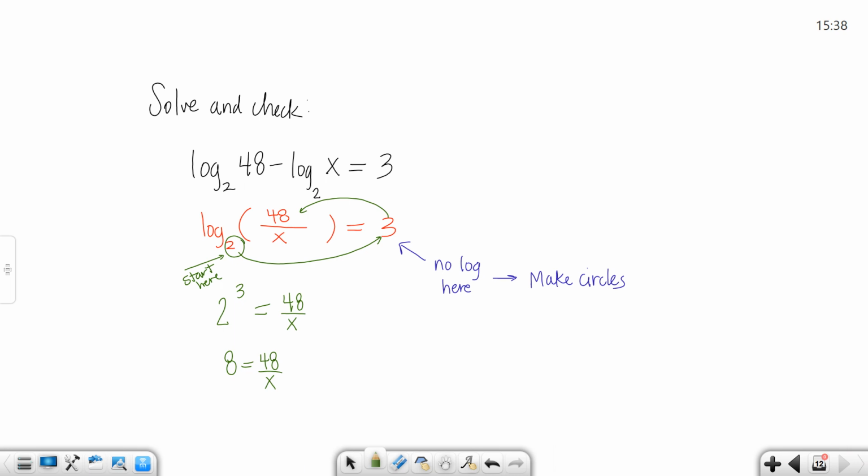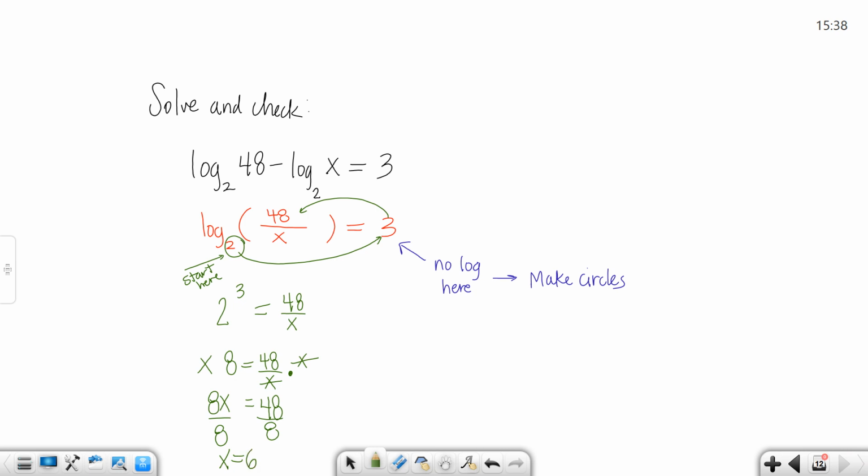Lots of different ways to solve it out. I'm just going to solve it by multiplying by x. If you multiply on the right, you multiply on the left. So an x in the top and an x in the bottom cancel. And this leaves me with 8x on the left. Divide both sides by 8, and you get that x equals 6.